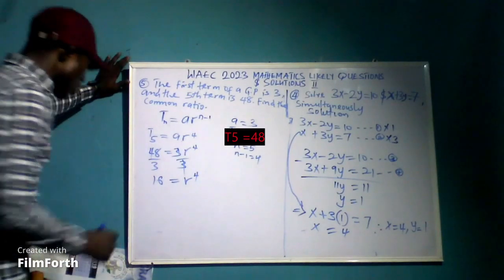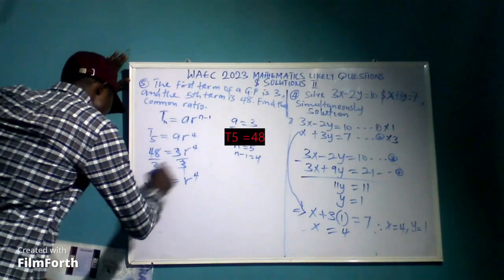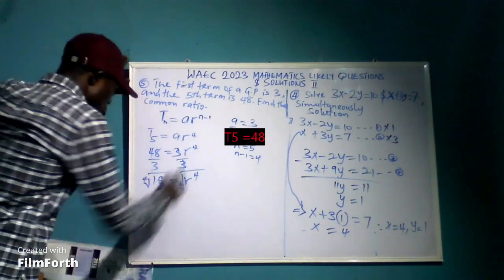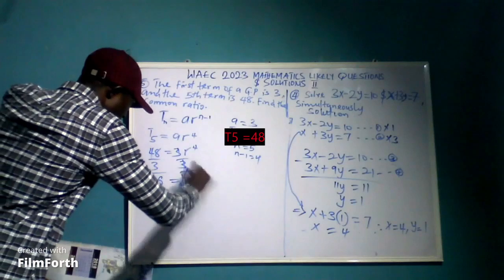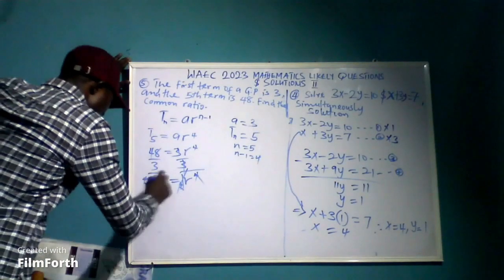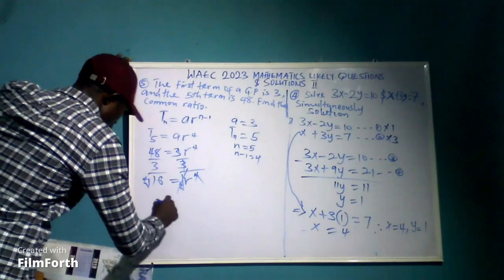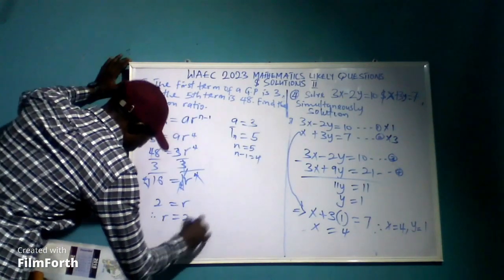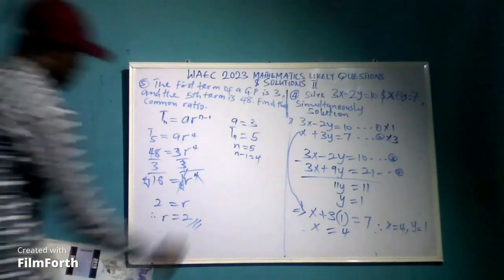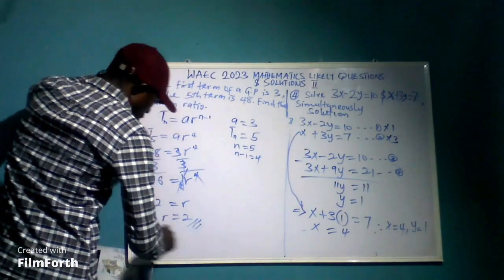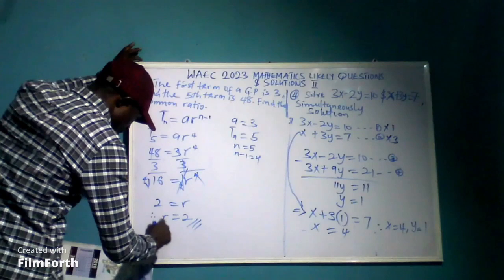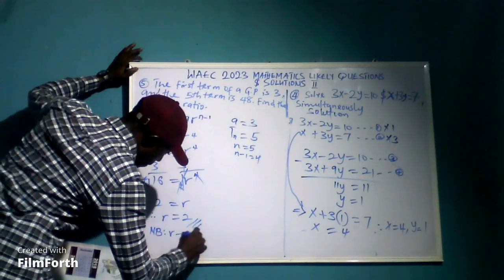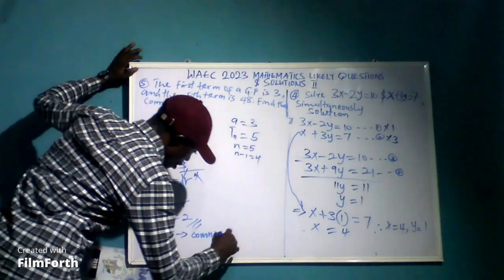Taking the fourth root of both sides, we cancel power 4. So the fourth root of 16 will be 2. Therefore, r is equal to 2. Note that r implies the common ratio.